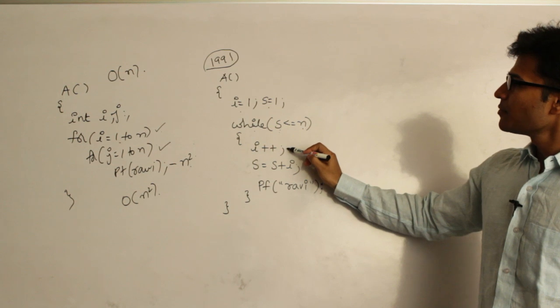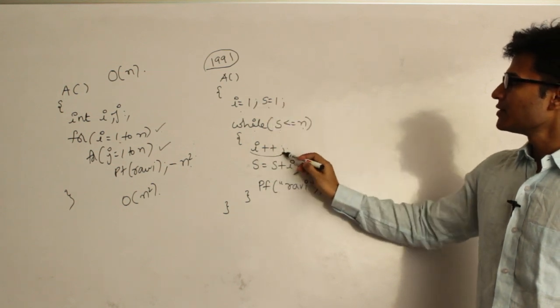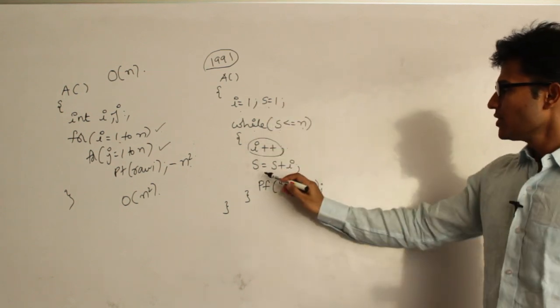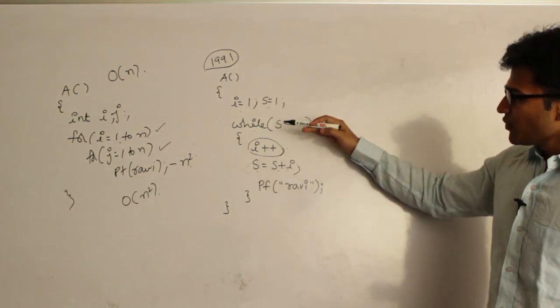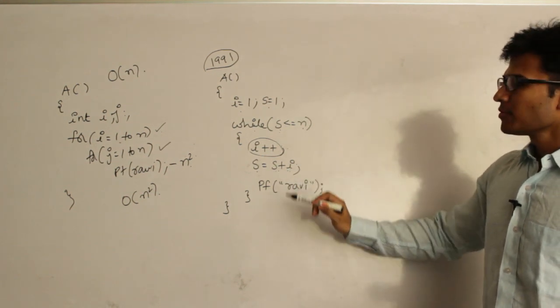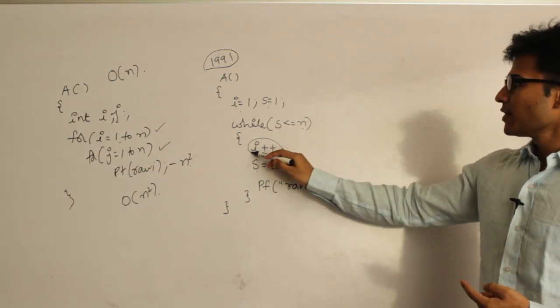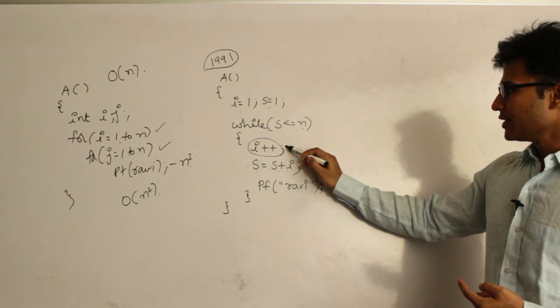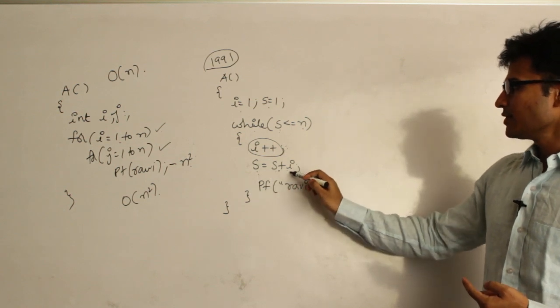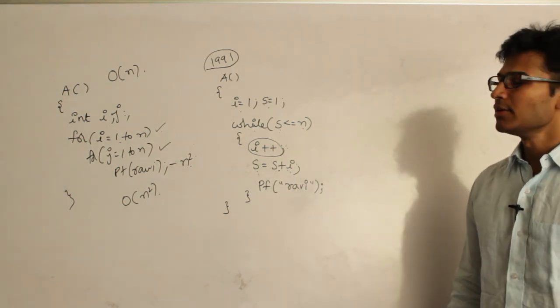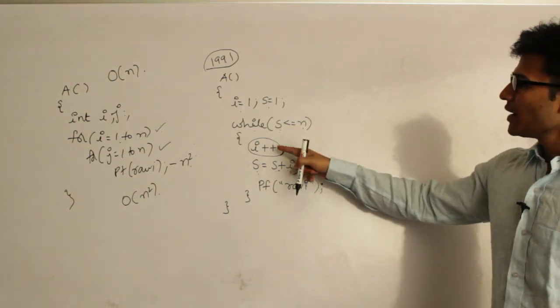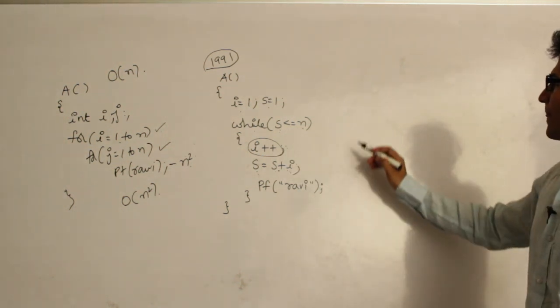So how is I incrementing? I is getting incremented in steps of 1, and how is s getting incremented? Every time you enter the loop, s is going to get incremented exactly by a value of I, which means the increment in I is linear, but the increment in s actually depends on I. Let's see how these two, I and s, are getting incremented.